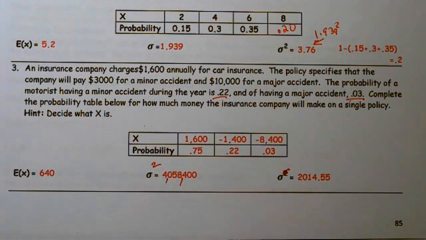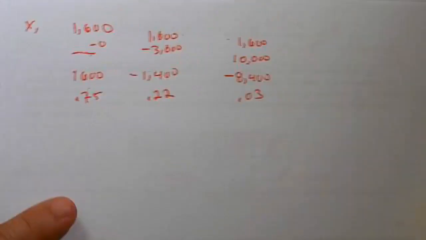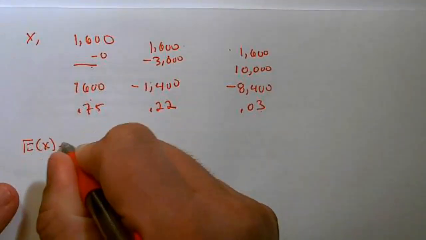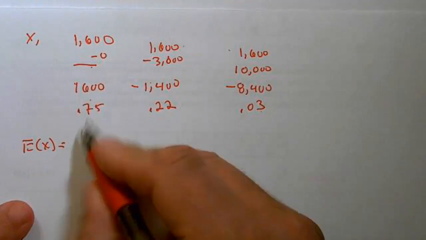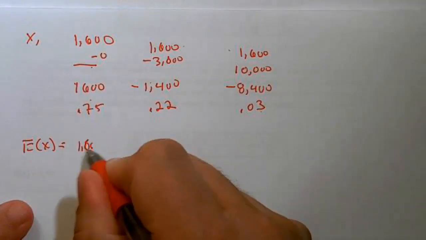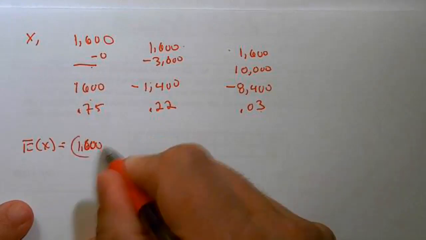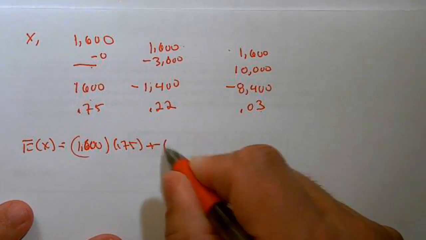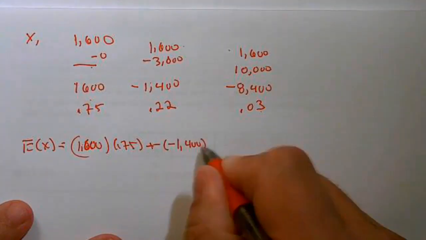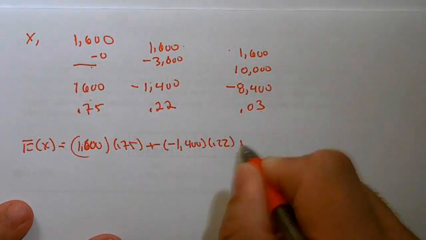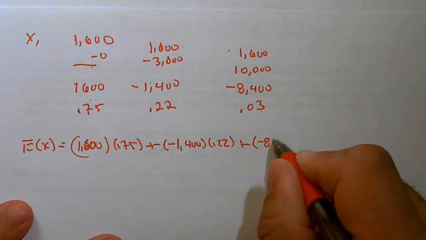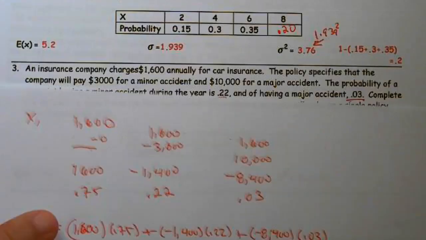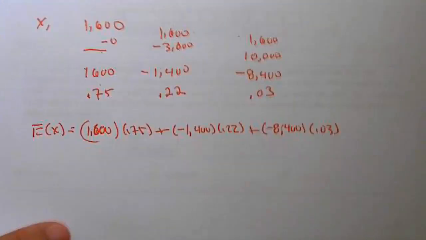And if I were to actually show all my work, here's what I would have to do. The expected value in this case is going to be 1,600 times 0.75 plus a negative 1,400 times 0.22 plus a negative 8,400 times 0.03. And as we said before, that equals 640 bucks.